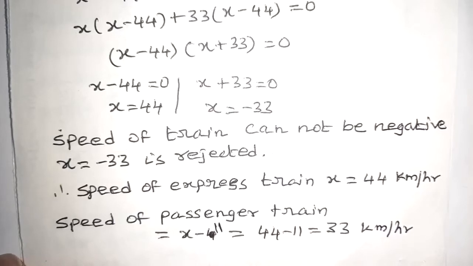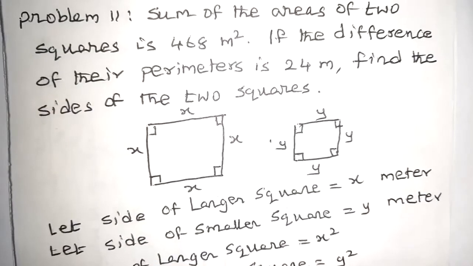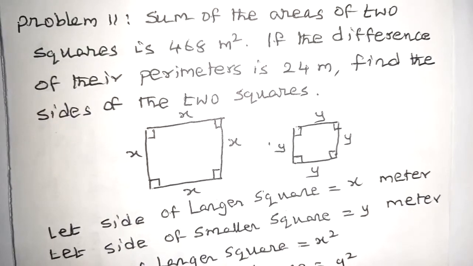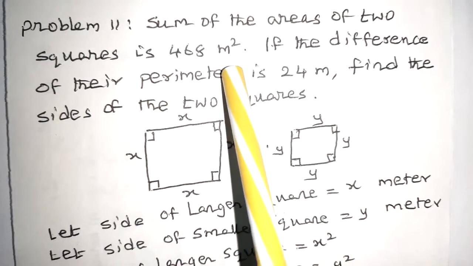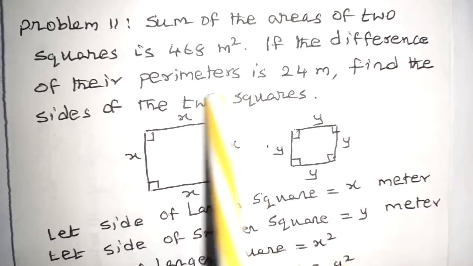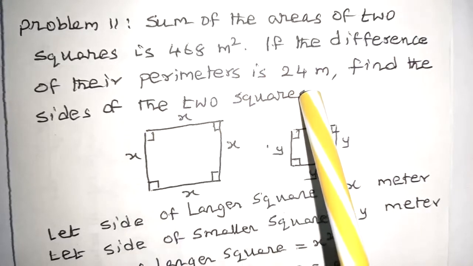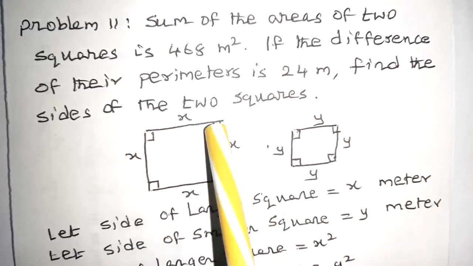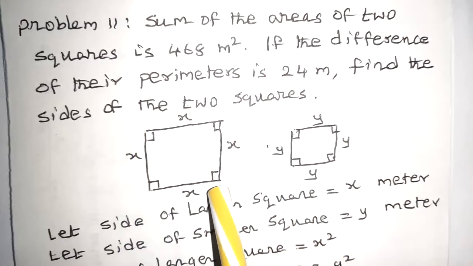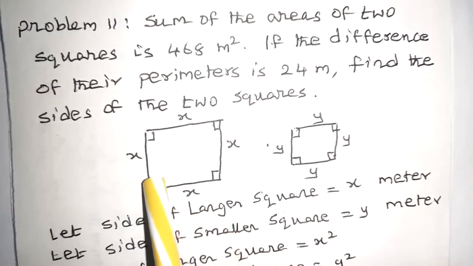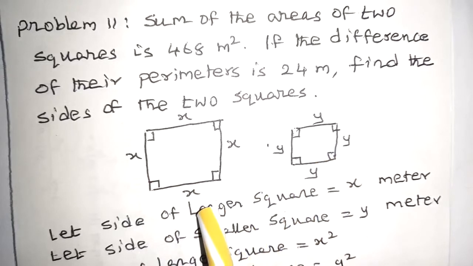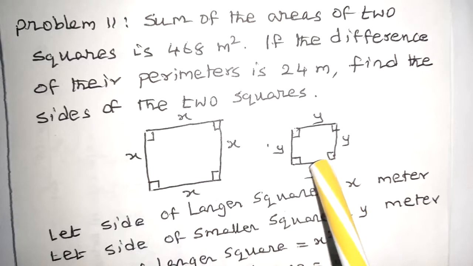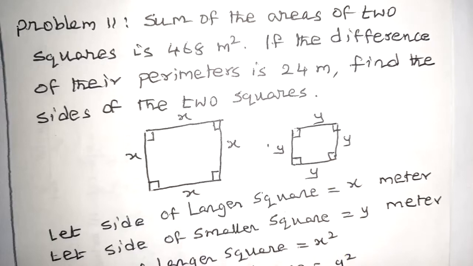Now we consider another problem. The sum of the areas of two squares is 468 square meter. If the difference of their perimeters is 24 meter, find the sides of two squares. Now this is the larger square, this is a smaller square. Side of larger square is taken as x, side of smaller square is taken as y.